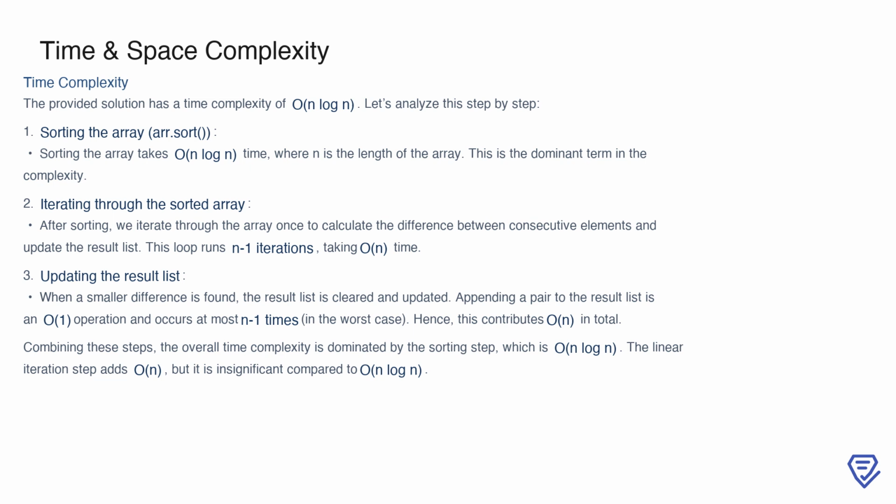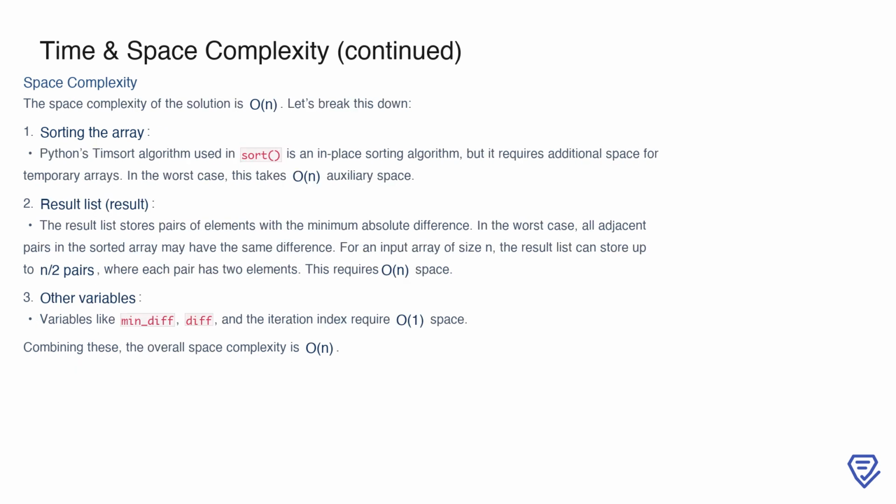When we combine these steps, the sorting step dominates the overall time complexity, making it O(n log n), while the linear iteration step adds O(n), which is relatively insignificant in comparison. Now let's analyze the space complexity, which is O(n).